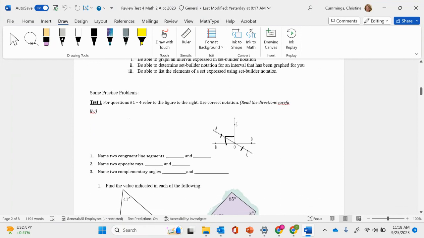Once again, this figure should look extremely familiar to you guys for question 1 on the second page because people still are not getting this question right, which is why this has been on now the fourth consecutive test. Name 2 congruent line segments. Again, look for these vertical lines and the 2 letters that are located on either side of each line.